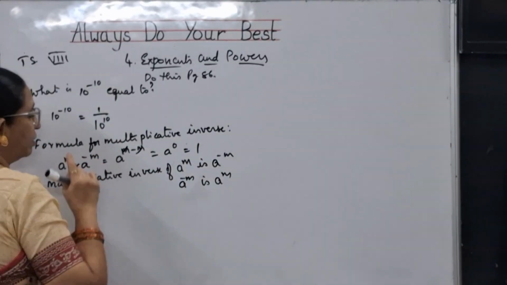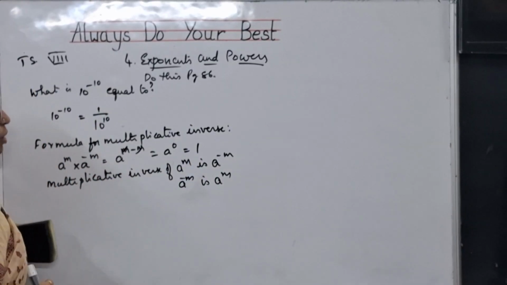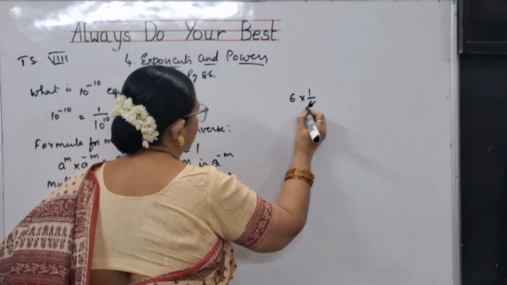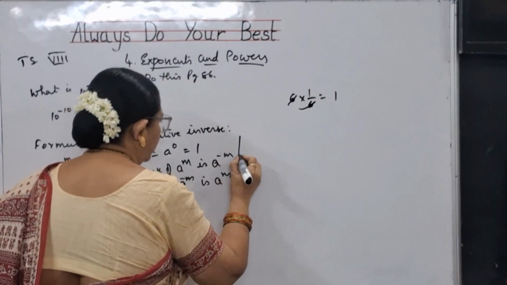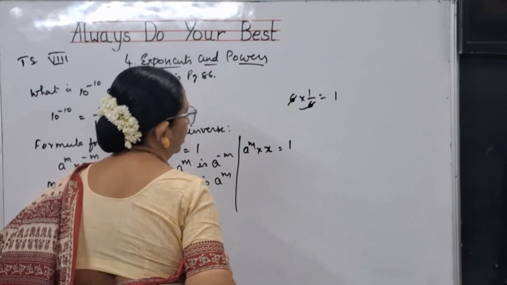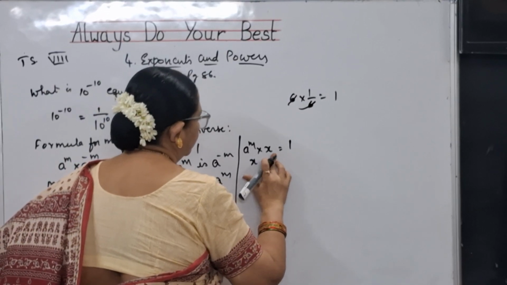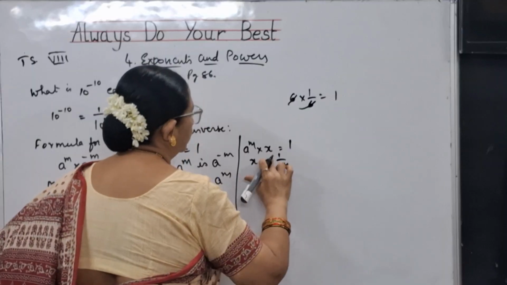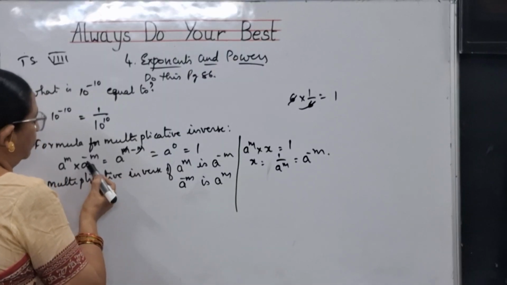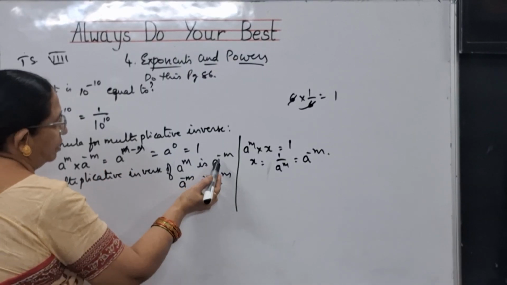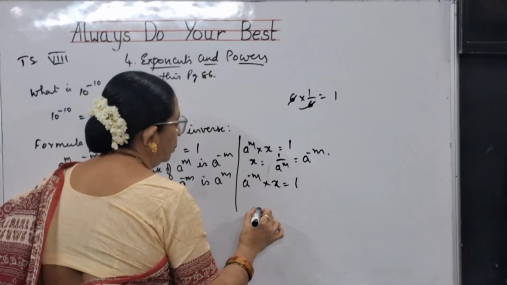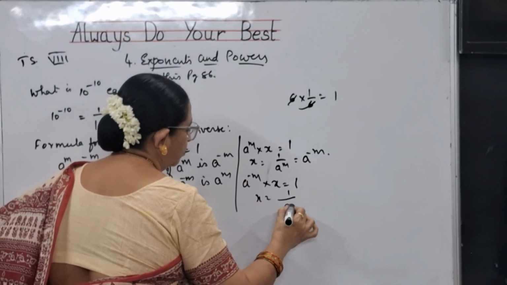So multiplicative inverse means, children, you should get 1 as the answer when you multiply. You have done earlier: if you have a normal number 6, its multiplicative inverse is 1 by 6. Why? These two will get cancelled. Here, the same thing I can write: a to the power of m into some multiplicative inverse x is equal to 1. If I say, what is this multiplicative inverse? This is nothing but 1 by a to the power of m. 1 by a to the power of m can be written as a to the power of minus m. The same thing I have written here, children. The multiplicative inverse of a to the power of m is a to the power of minus m. Similarly, if you take a to the power of minus m into some number x is equal to 1, so what is x? 1 by a to the power of minus m.